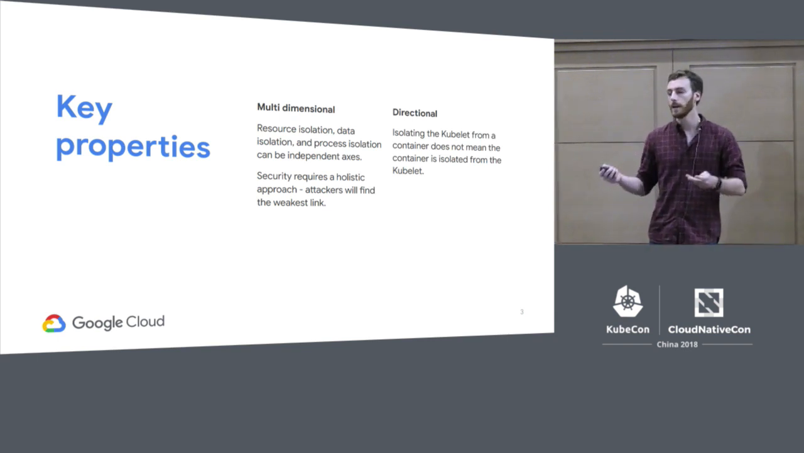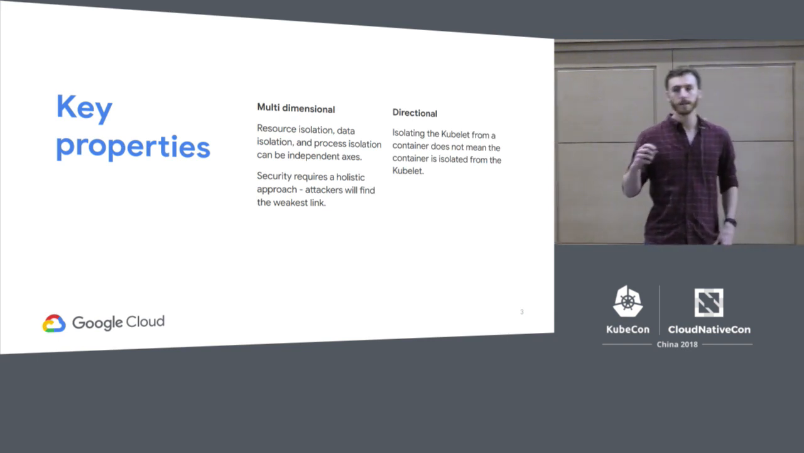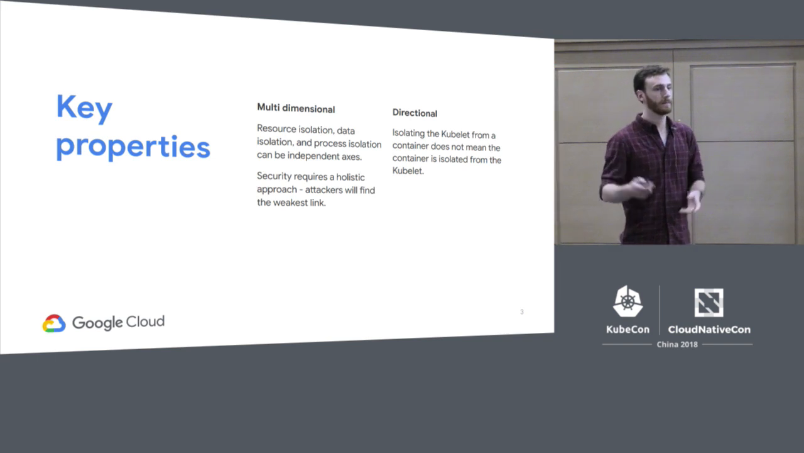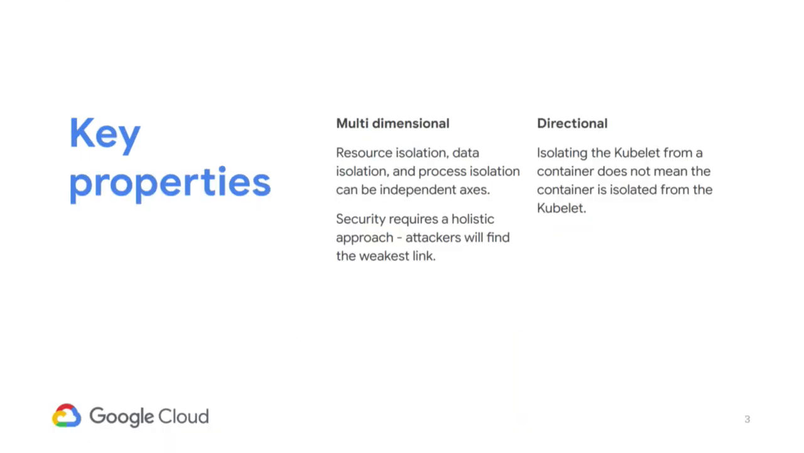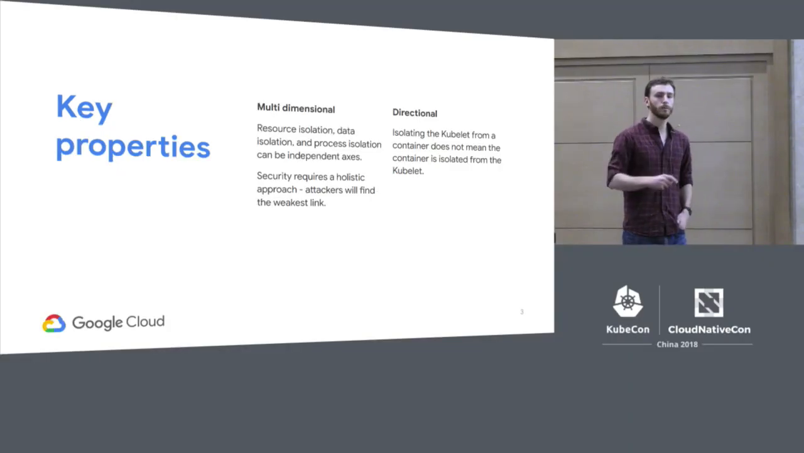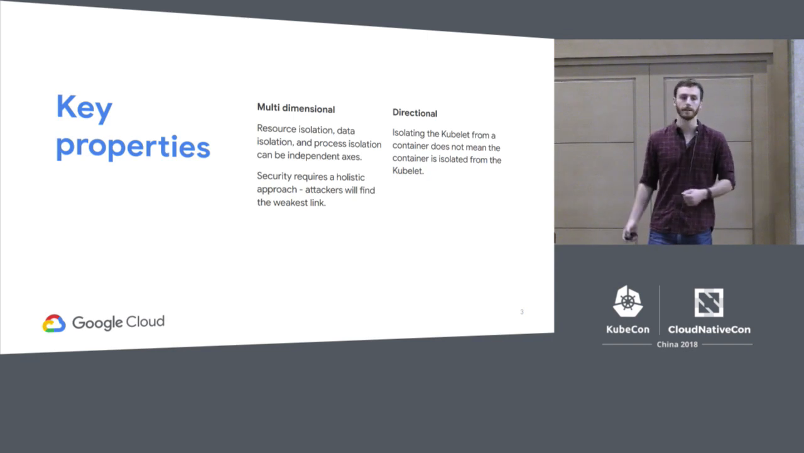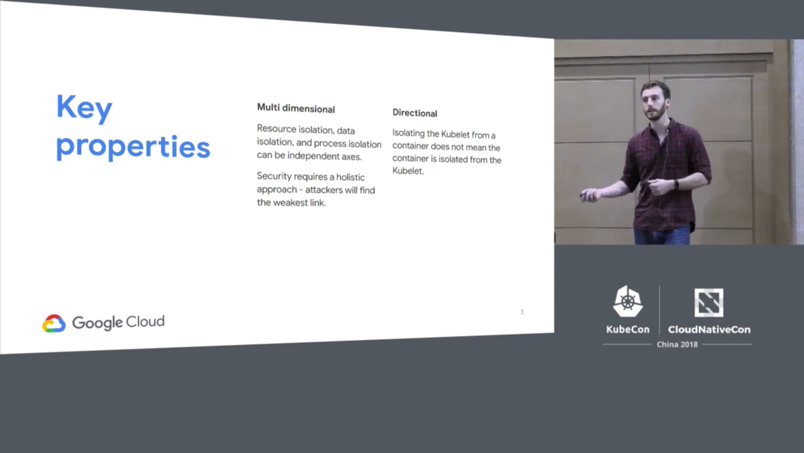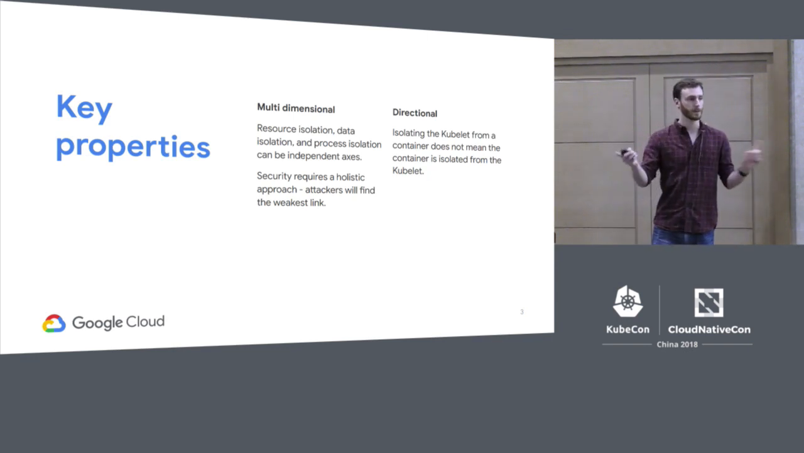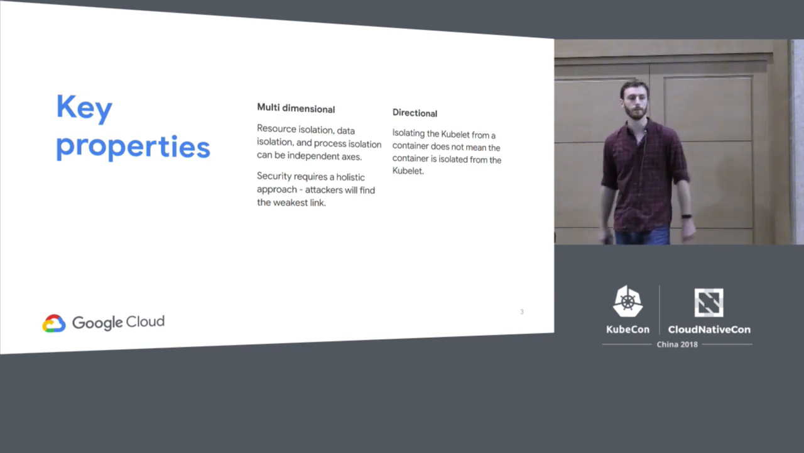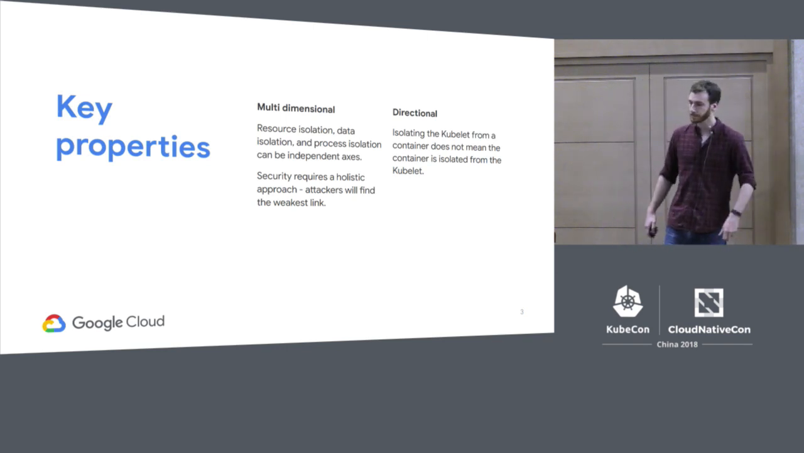As an example, a process in a container has a good isolation boundary around it, and it's not able to access things on the node. On the other hand, a root process on the node can easily access any data that's running in that container. So we see that there's this sort of directionality to isolation.